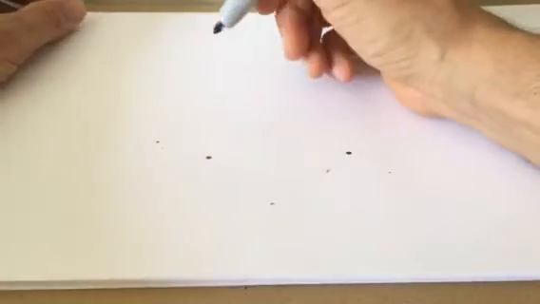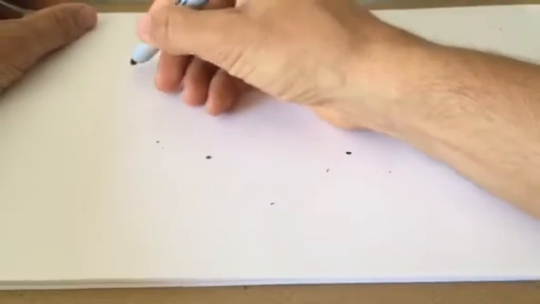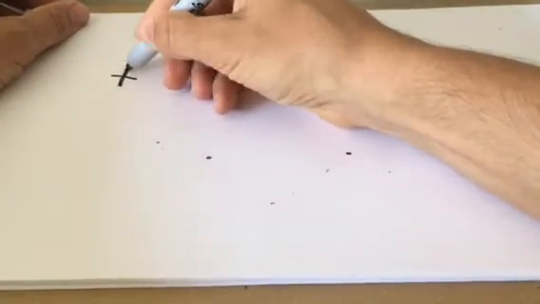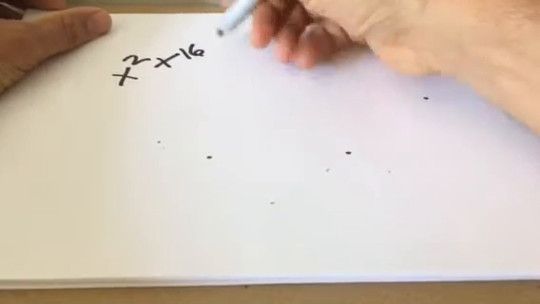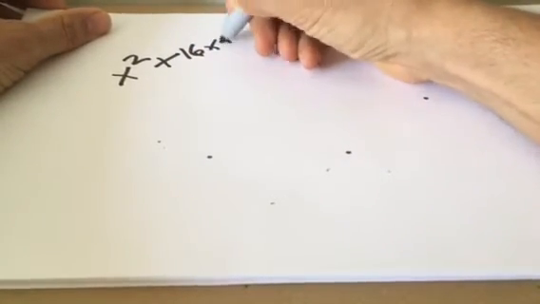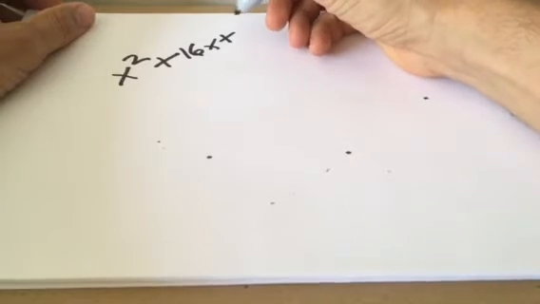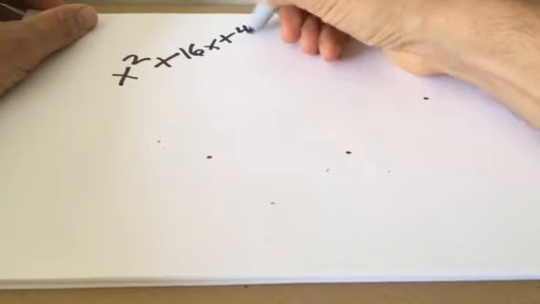But let's show you one that might have been easy. These cool little dots right here, it looks like the universe. Anyways, say we did x squared plus 16x plus, let's go for 48. Why not?